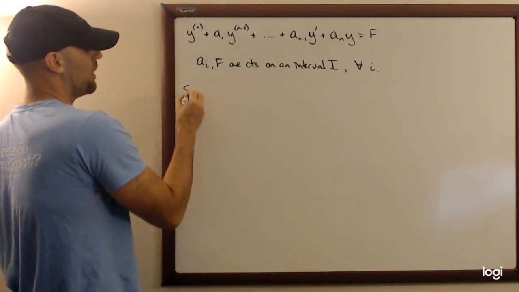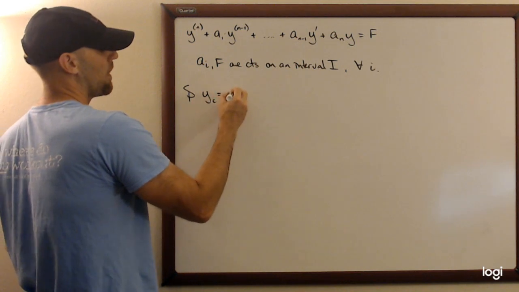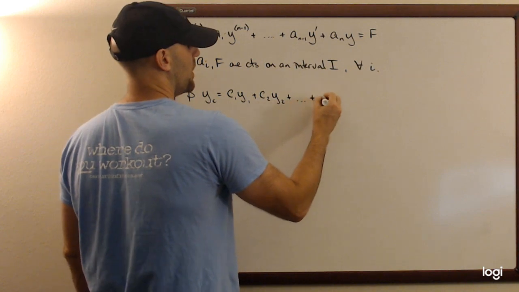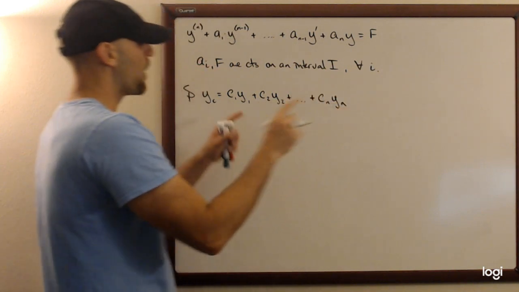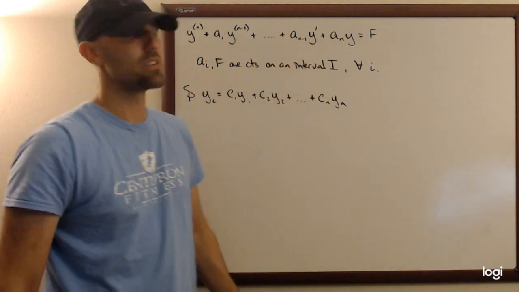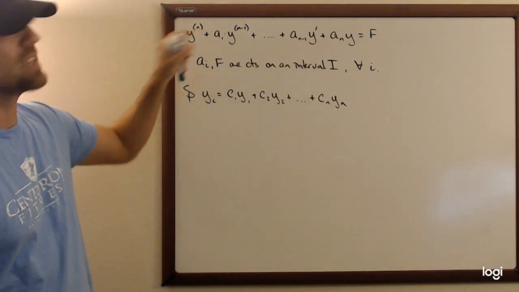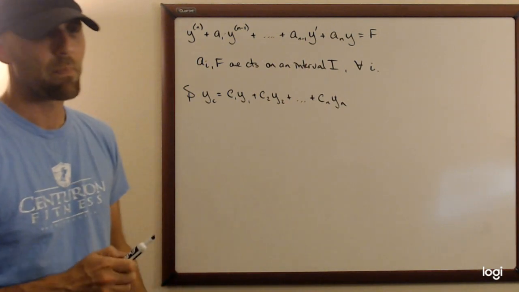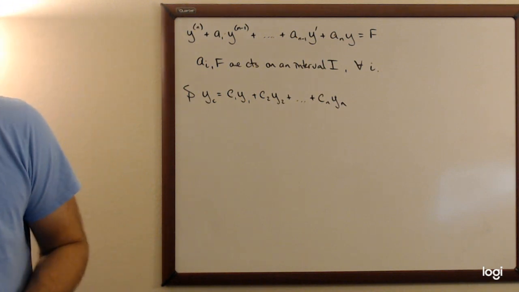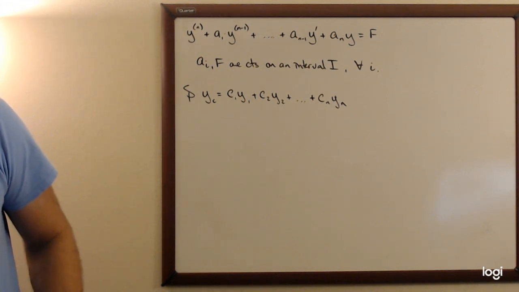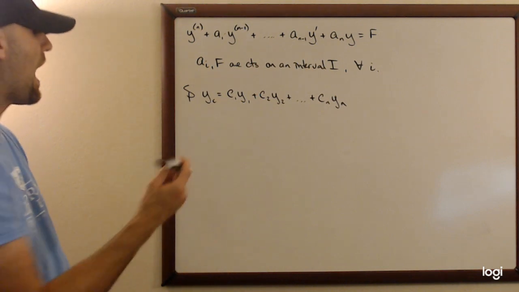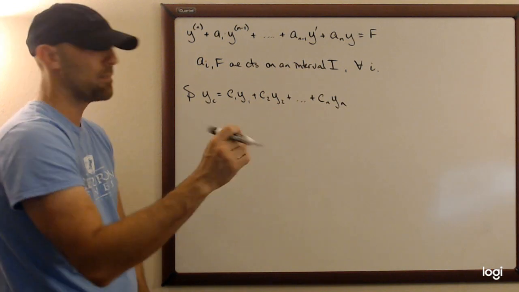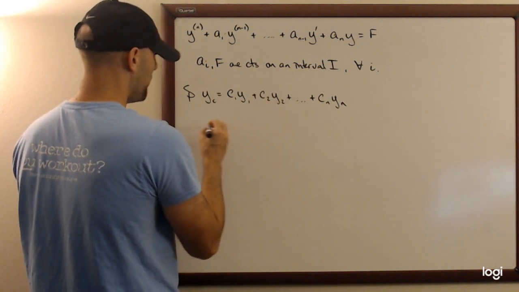I still suppose that y sub c is c1 y1 plus c2 y2, et cetera, plus cn yn. I know I need n linearly independent solutions for the homogeneous version because this is nth order. And the key here is the system of equations. The system increases order by derivatives of y. So I need to solve for n things. I need an n by n system, and here's how we create it.